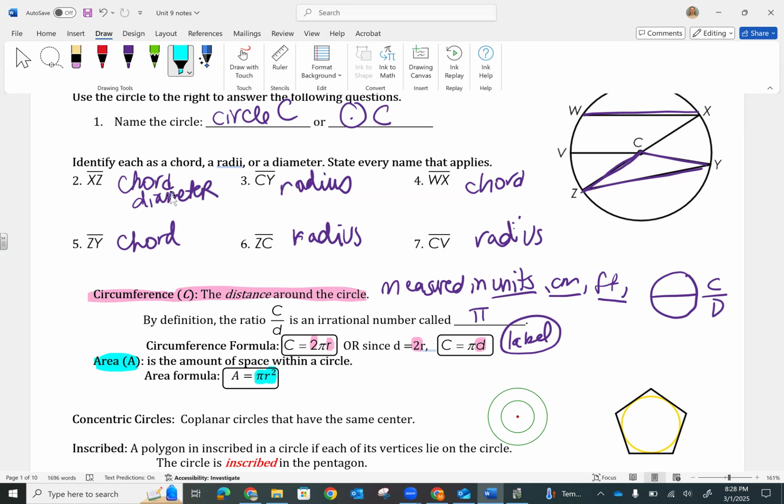You have to use PEMDAS, and so you can't use the diameter. Take half the diameter to get the radius, take the radius times itself again. You can use buttons on your calculator, and then times it by pi.